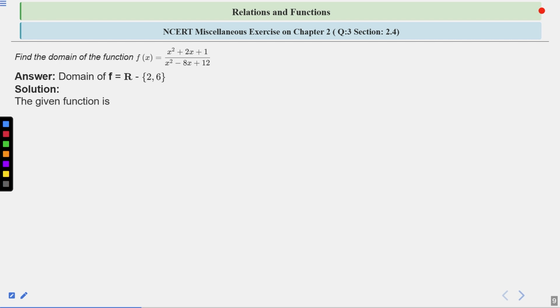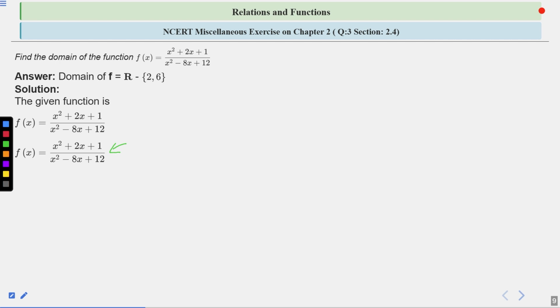The given function is f(x) equals x squared plus 2x plus 1 divided by x squared minus 8x plus 12. Now, what am I going to do? Just observe what real number values you cannot give to this expression.